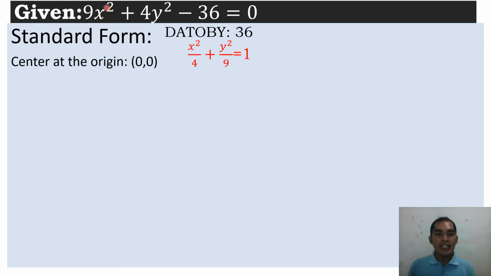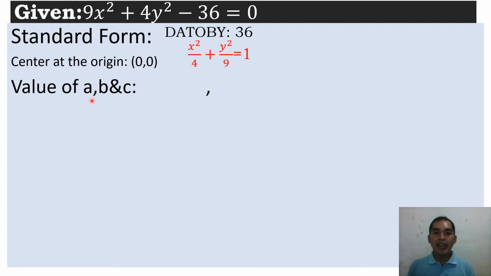So 9x squared divided by 36 is x squared over 4. 4y squared divided by 36 is y squared over 9. 36 divided by 36 is 1. This is the standard form of the given ellipse. Take note that the center is at the origin. How to get the value of A, B, and C?